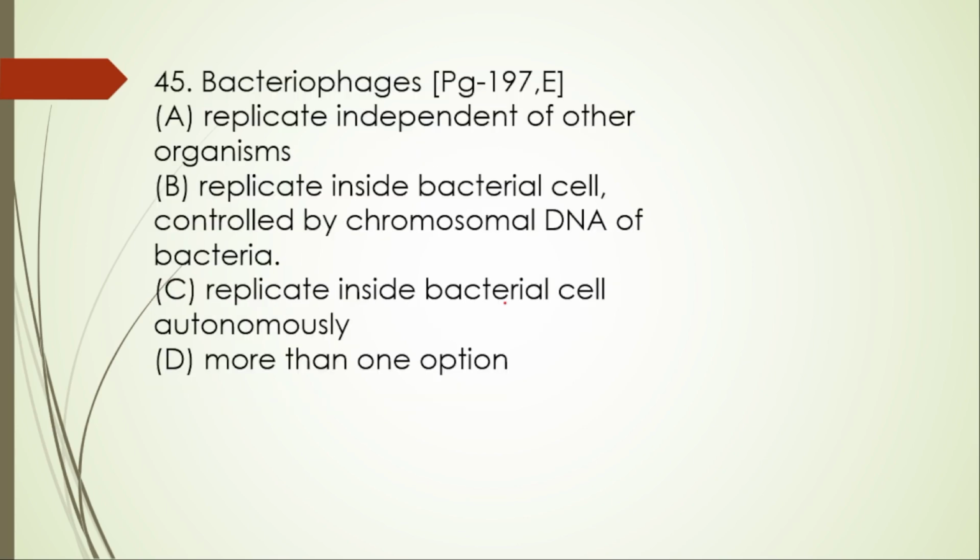45th one. Bacteriophage. It replicates independent of other organisms, replicates inside the bacterial cell controlled by the chromosomal DNA of the bacteria, replicates inside the bacterial cell autonomously. More than one option is right. So here the right option is option C, replicates inside the bacterial cell autonomously. Bacteriophage and plasmids are used as cloning vectors because they have the ability to replicate within the bacterial cells autonomously. This means they replicate independently.